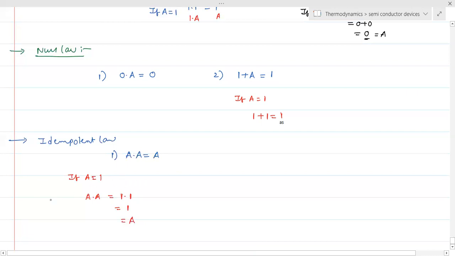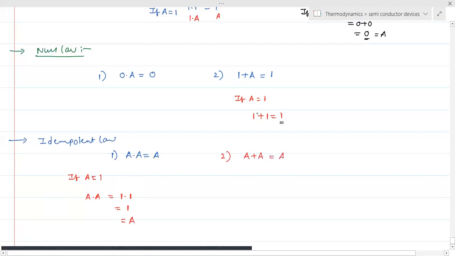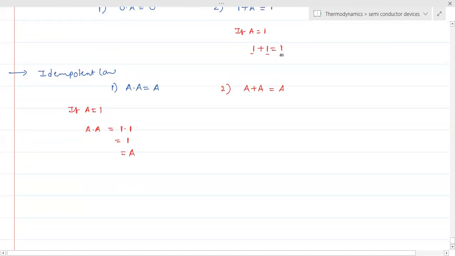Similarly, by taking A equal to 0 also we can do that. And the second one is A plus A, which is also equivalent to A. Just now we have taken 1 plus 1 equivalent to 1. In that way we will take.